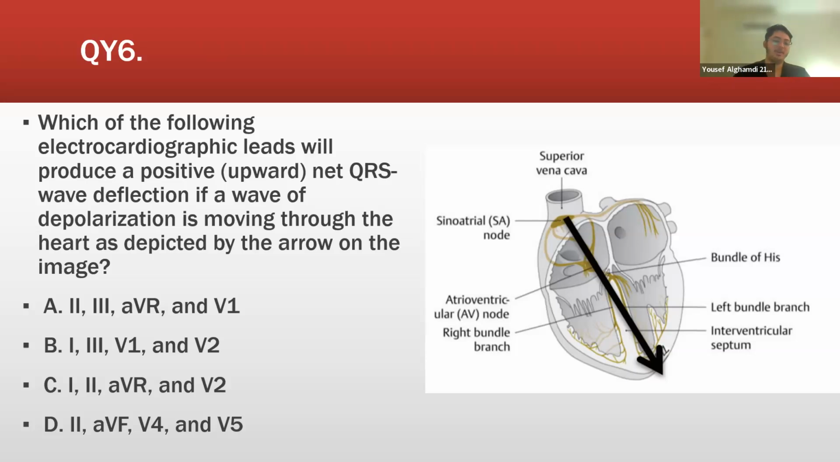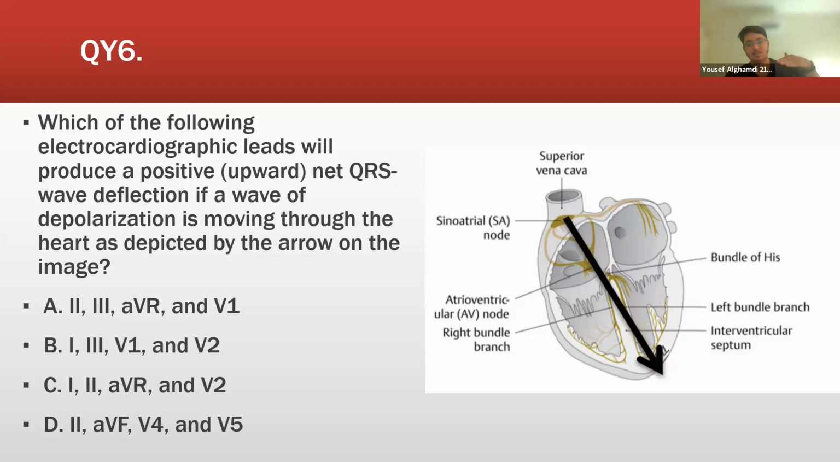Okay, can someone tell me what the inferior leads are? What are the inferior leads? That would be the most perfect answer here. Not all of them are. 2, AVF, and 3. Yeah, 2, 3, AVF are the inferior leads. Mashallah, very good. Yeah, so the answer here is D. 2, AVF, V4, and V5.